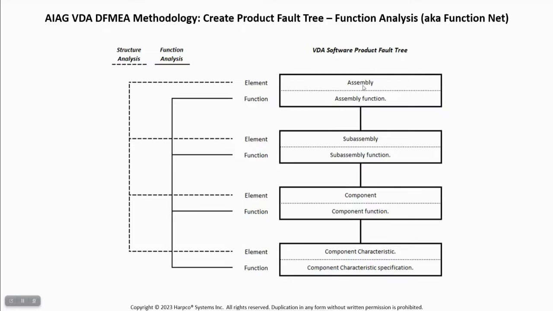And then after you build that structure tree, for each of these you identify the functions. You build what they call a function net. Some people call it function analysis, function tree. Bottom line is you build this list of functions. So for the assembly, you identify all its functions. For the sub-assembly, all its functions. For its components, its functions. And for the components, the characteristics and the specs. And you link these together in the tree. So now we have this assembly tree, and now we have a function tree that is linked together. So we can go function to function to function.